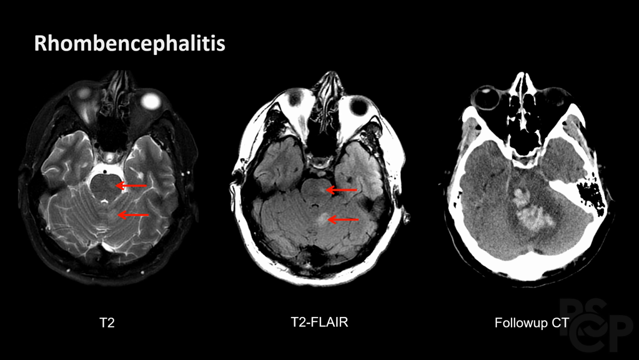Here we have representative images showing a case of rhombencephalitis in a patient who had listeria infection. We see arrows indicating on the T2 and T2 FLAIR sequences areas of hyperintensity in the left pons and left cerebellar hemisphere. And we also see on the follow-up CT on the right-hand side hemorrhage located within the pons and cerebellum resulting from complication of this infectious process.